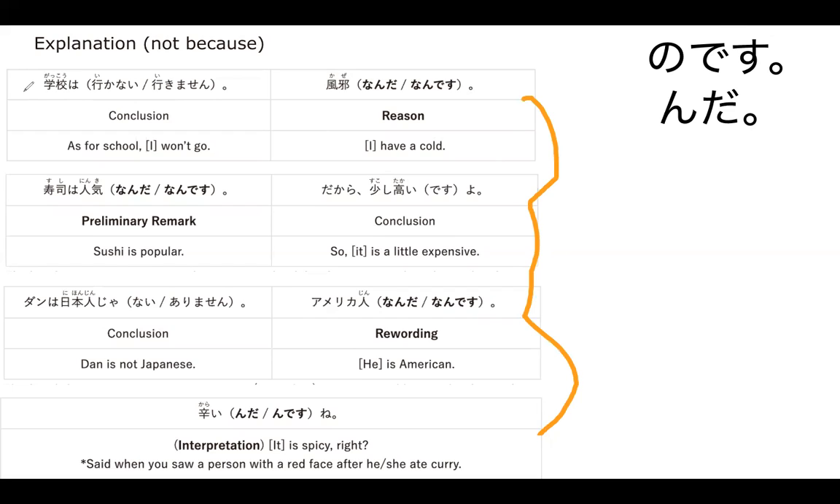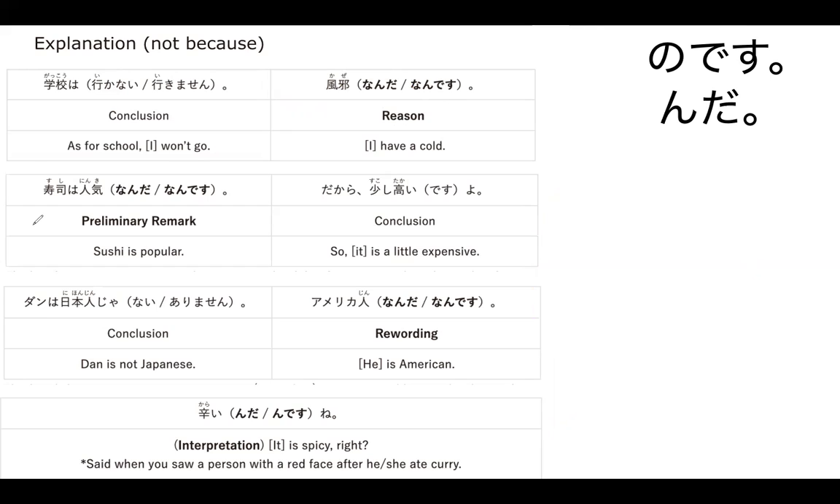So for example, gakko wa ikenai or ikimasen, which means I will not go to school or can't go to school. And then it goes kaze nan desu, which would be I have a cold. So you see the reason why he cannot go to school is because he has a cold. So he could say these two sentences to someone like, oh, what are you going to do today? Oh, gakko wa ikenai yo, kaze nan da. I can't go to school, I have a cold. So the nanda part is insinuating that this is the reason why you can't go to school.